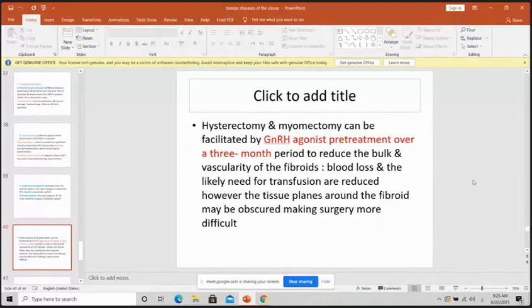ليش؟ لانه احنا صح من البداية قلنا انه الفايبرويد is very well demarcated from the normal adjacent myometrial tissue، لكن لما نستخدم هاي التريتمنت ايش راح يصير عندنا؟ انه the tissue planes between the fibroid and the normal myometrial tissue will be obscured, therefore making the surgery more difficult.